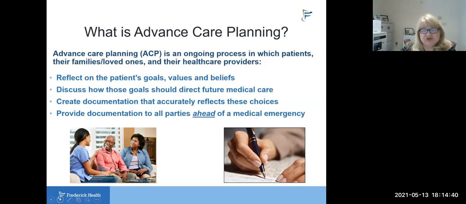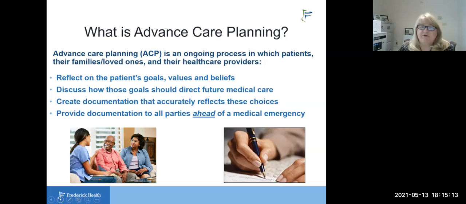It provides documentation to all parties ahead of a medical emergency. And really having these conversations with your loved ones is just as important as writing things down. So if you have these conversations but you don't complete the document, that's great that you're having the conversations, but if you don't have those documents, if something happens and you can't be found or you can't be reached, if we have the documents here at the hospital, the providers know what needs to be done and what the patient would have wanted to have done.